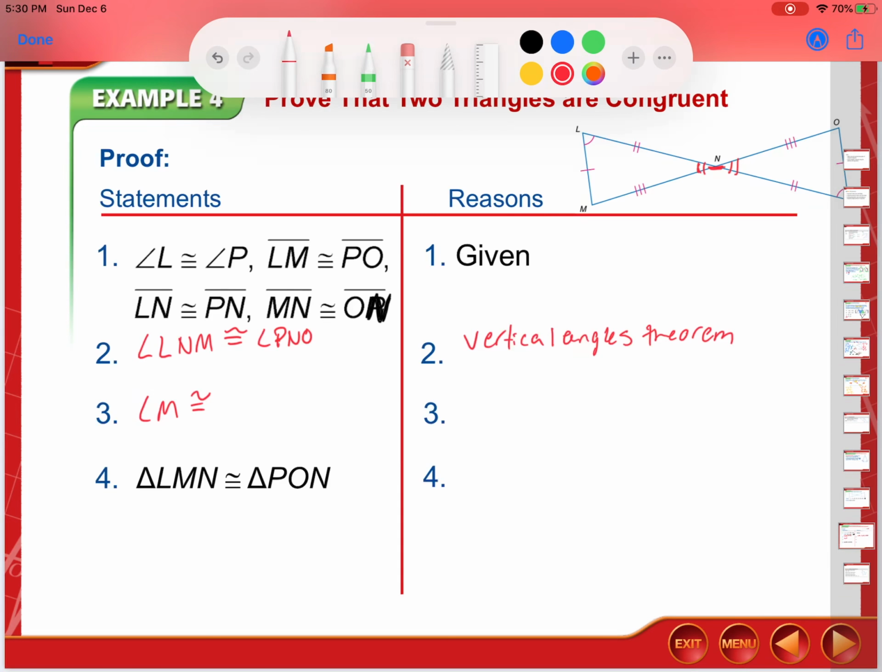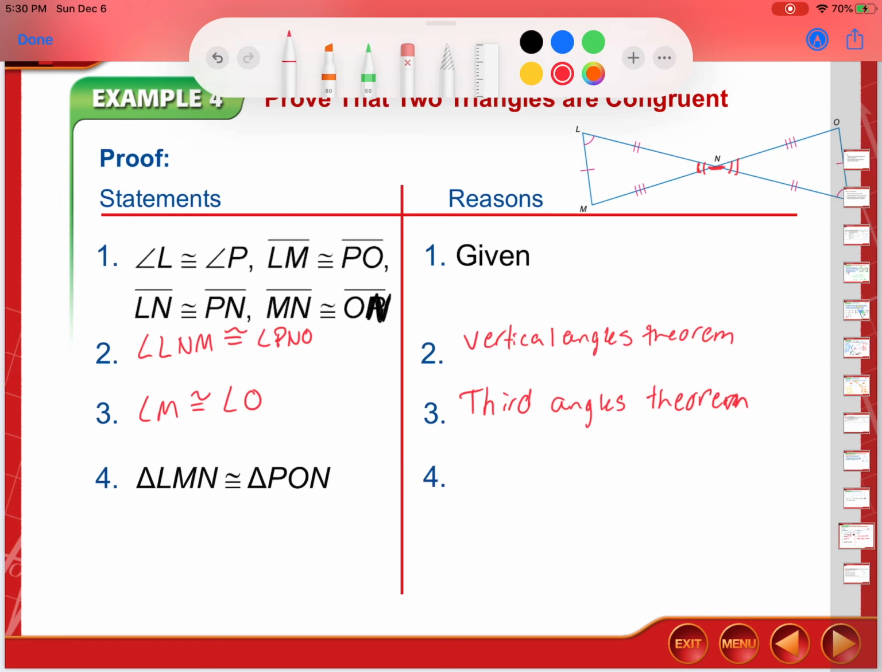So back to here. We can say, based on that, angle M is congruent to angle O, and we can say third angles theorem. I hope I'm spelling theorem right. Wish I could write an M though.